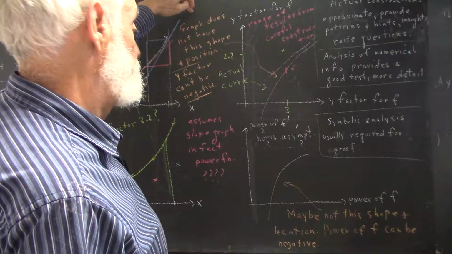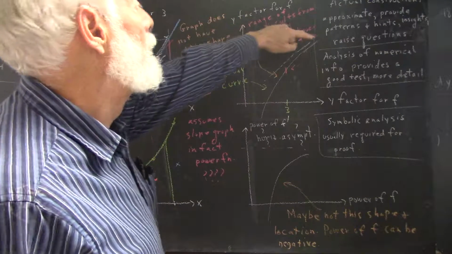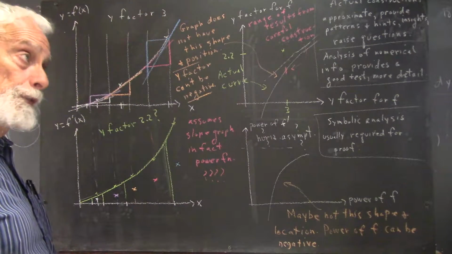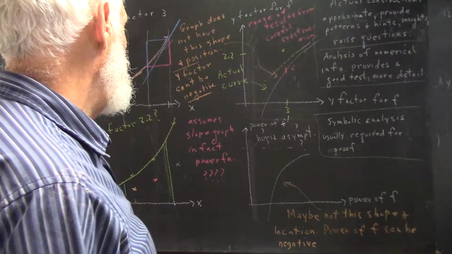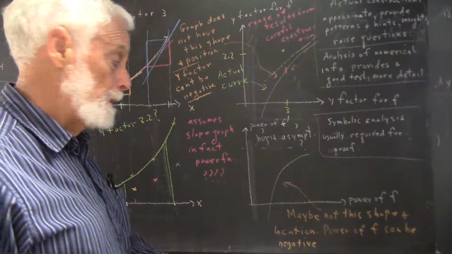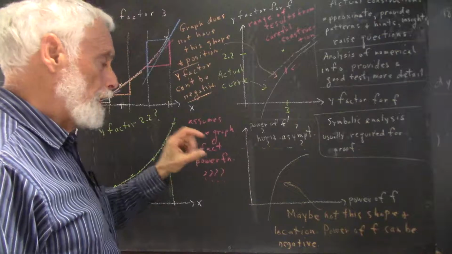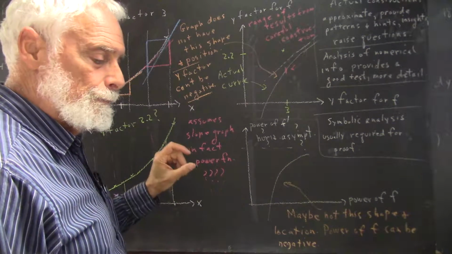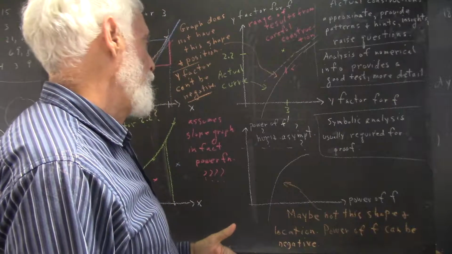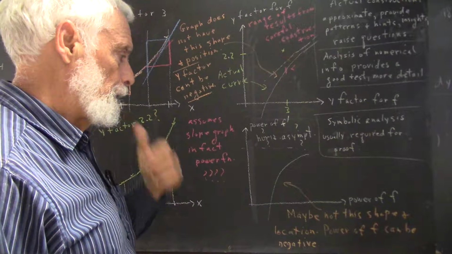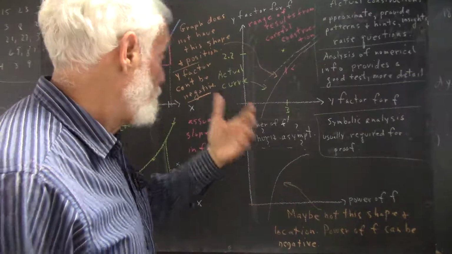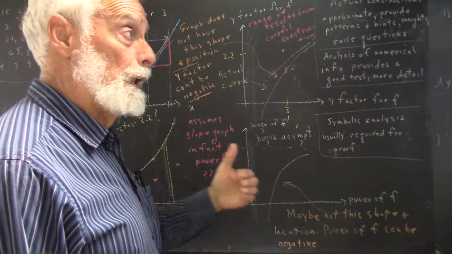Now, this graph simply cannot have the shape that was indicated for this very simple reason that the y factor can't be negative. Y factor of a graph can't be negative. The y factor is the factor by which you multiply. Well, actually, yes, a graph could have a negative y factor, but if it did, your function would probably be undefined for a lot of values of x, and it certainly wouldn't be a power function.